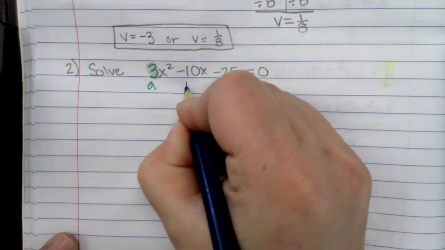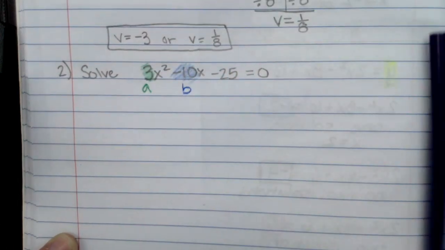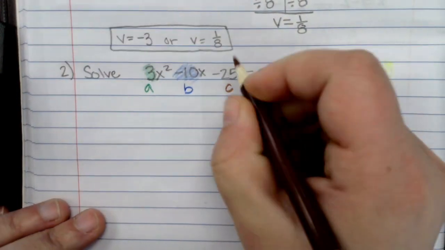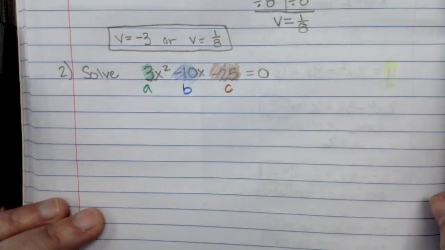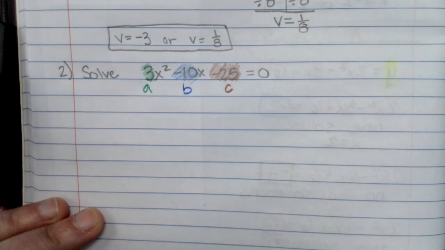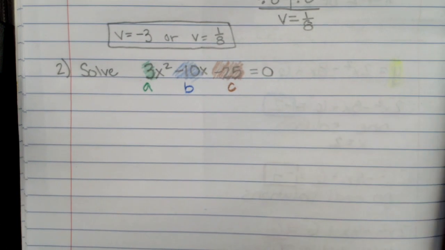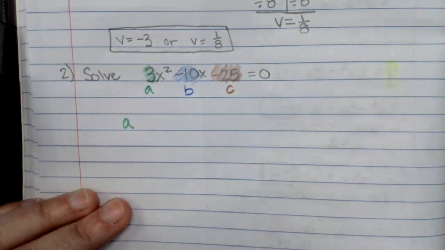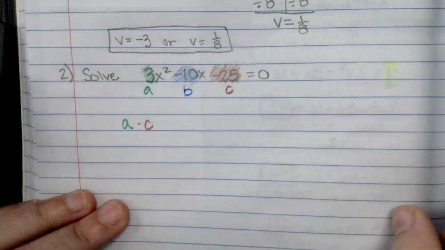All right. Who remembers how to start factoring? What are we going to start by multiplying first? A times C. All right, and what is our A? 3 times what is our C? -25. One second. What's 3 times negative 25? Negative 75. Awesome. So we do A times C to get that number.